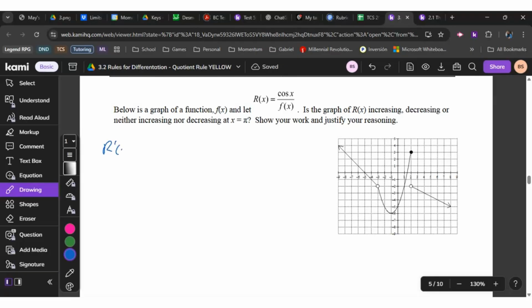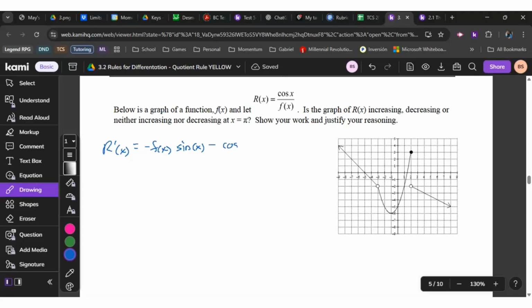So first, let's start by finding r prime of x, okay? Because if I want to find increasing, decreasing, that means I got to find my critical points and do a sign analysis. So if we look here, r prime of x is going to be low d high. So I'm going to move the negative to the front.